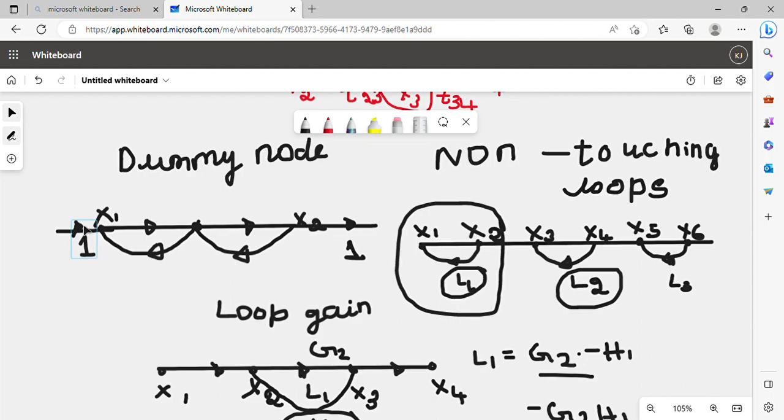And what is a non-touching loop? If there is no node common between two or more loops. So for example, these are loops, and for this loop there is no node common between these two loops.